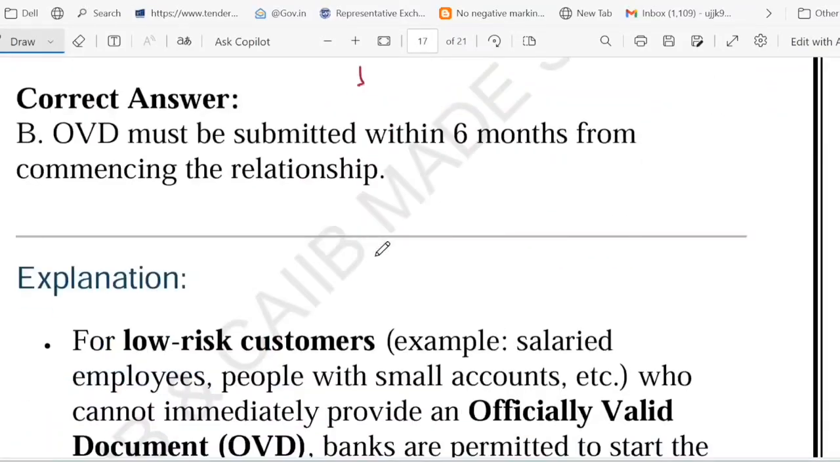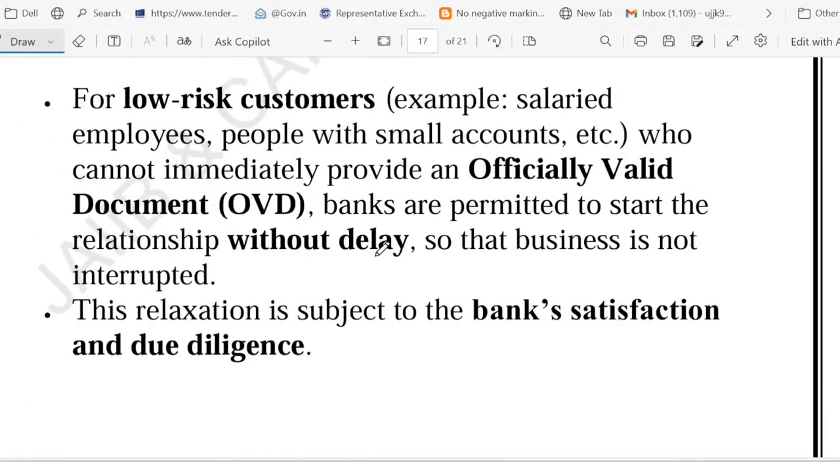So what we have discussed just now, let me summarize. I told you that a bank can open an account immediately for a low-risk customer, even without OVD. But OVD must be submitted within 6 months. After 6 months, if OVD is not given, the bank must take regulatory action. Correct answer is option B.